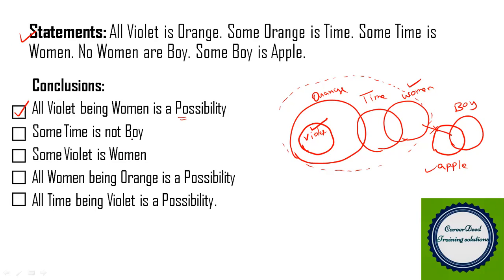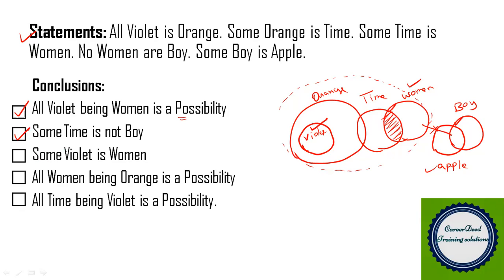Next, some time is not boy. So some time is not related to boy. Definitely this is correct, because there is no relationship between women and boy. This part has a relationship with time, so definitely this part will not be related to boy, right? This part will not be related to any part of the boy. So we can say some time is not boy, because this part is time as well as women. This part will not belong to boy. So definitely the second conclusion is correct.